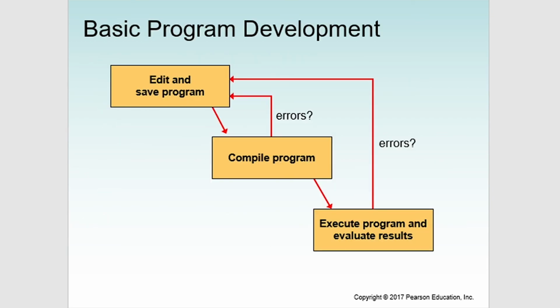So here's a cycle of basic development. You edit and save a program, compile. If there's no errors, then you execute the program and evaluate the results. Evaluating the results is super important. Students turn in a lot of programs, but they never actually test their programs to validate that they're working correctly or to verify that they're done in accordance with our coding standard. So make sure you take the time out to do that.